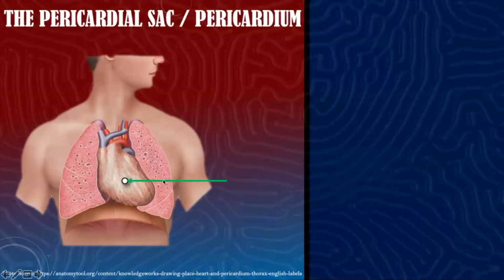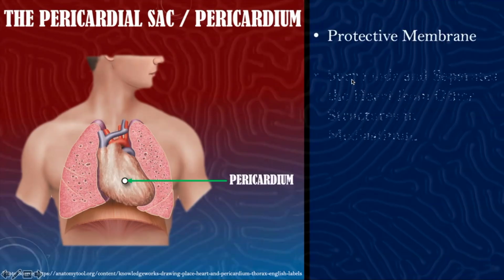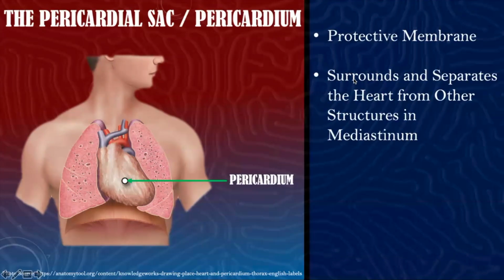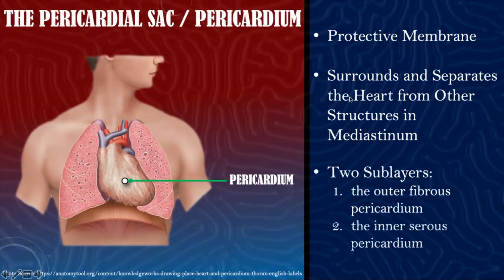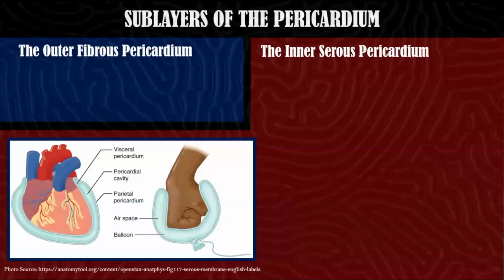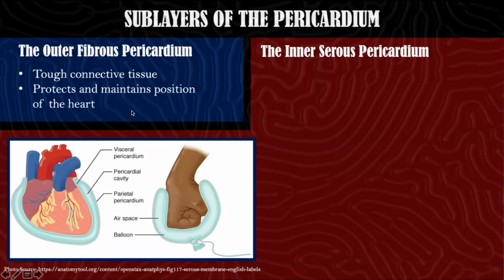Within the mediastinum, the heart is also inside of the pericardial sac or pericardium, which you can see here. This is a protective membrane that surrounds and separates the heart from other structures in the mediastinum. And it has two sublayers, the outer fibrous pericardium and the inner serous pericardium. Diving deeper into these, the outer fibrous pericardium is made up of tough connective tissue and it protects and maintains the position of the heart.